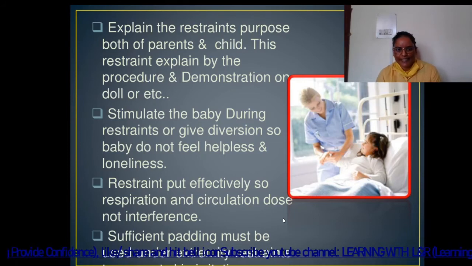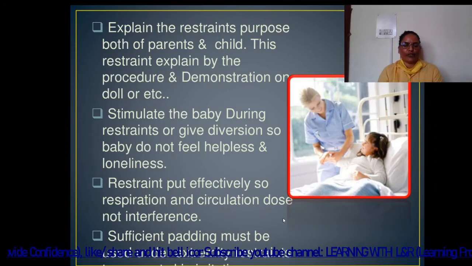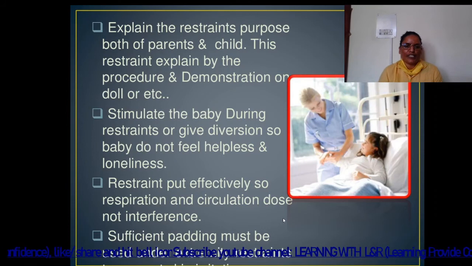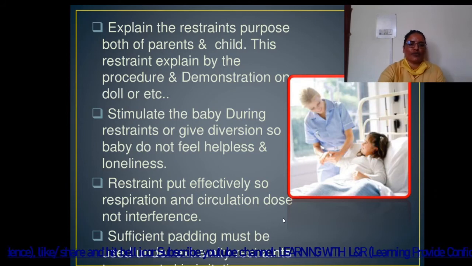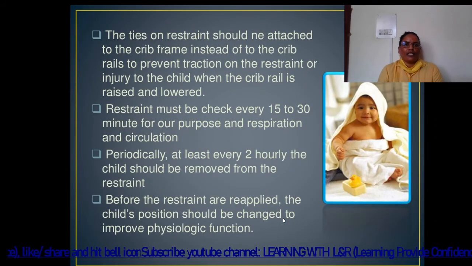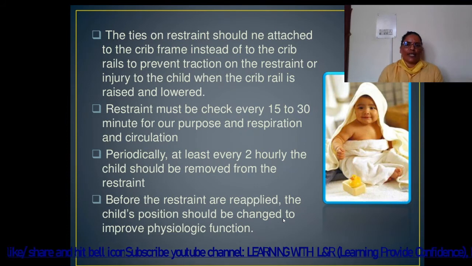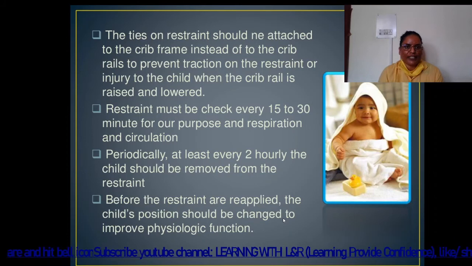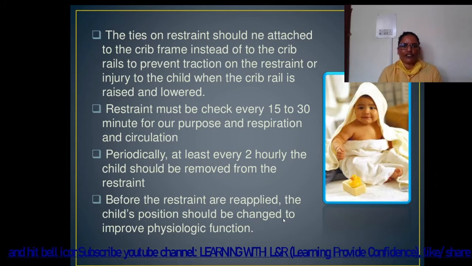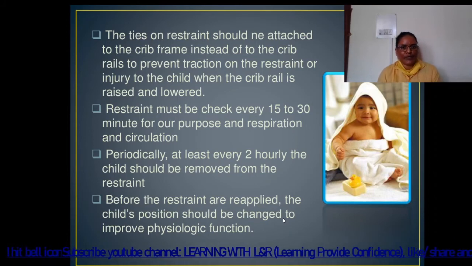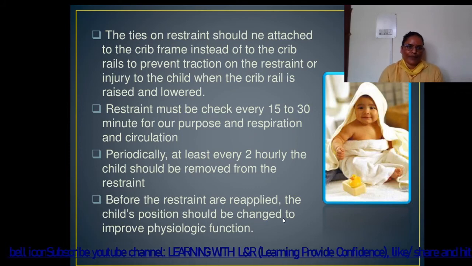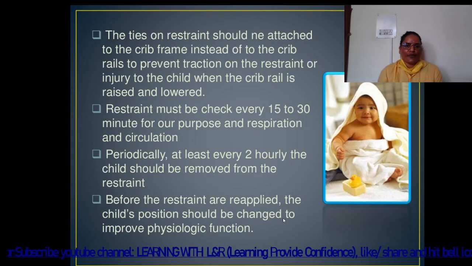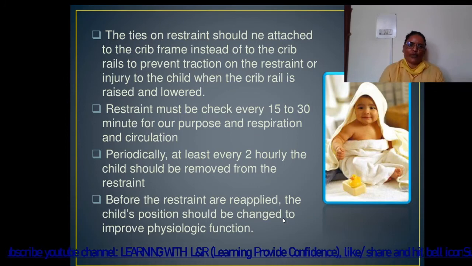Restraints must be put on effectively so that respiration and circulation are not interfered with. Sufficient padding must be used under extremity restraints to prevent skin irritation. The ties on restraints should be attached to the crib frame instead of to the crib rails to prevent traction on the restraints or injury to the child when the crib rail is raised and lowered. Restraints must be checked every 15 to 30 minutes for their purpose and for respiration and circulation.